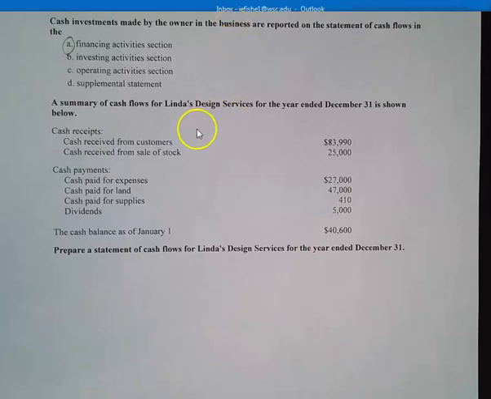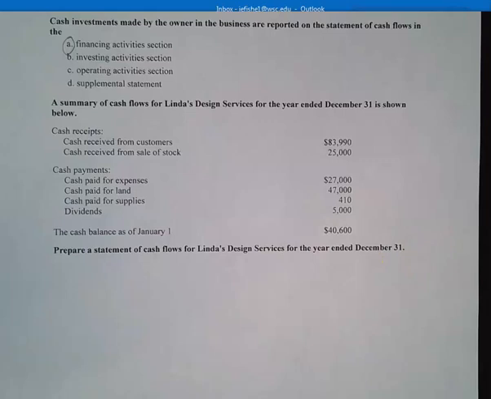Okay. Last thing we're going to do, it says a summary of cash flows for Linda's Design Services for the year ended December 31st is shown below. The cash balance as of January 1 is $40,600. Prepare a statement of cash flows for Linda's design services for the year ended December 31st.